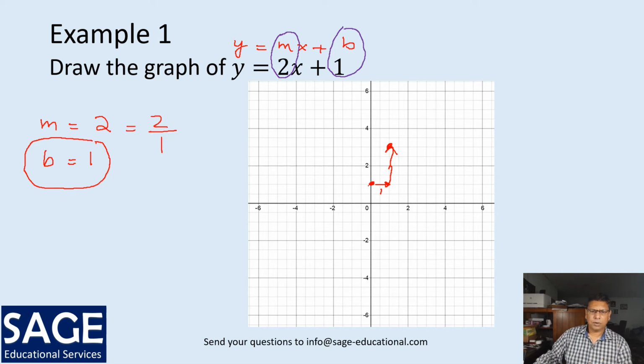Now if you want to find more points, you can do the same thing. Again, you can go 1 unit to the right, and then you can go 2 units up, and you can find that point. Now that we have those points, the next thing to do is to simply join those points through a straight line. So there's the straight line, and that's the graph of the equation y is equal to 2x plus 1.